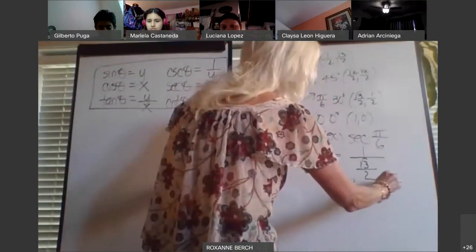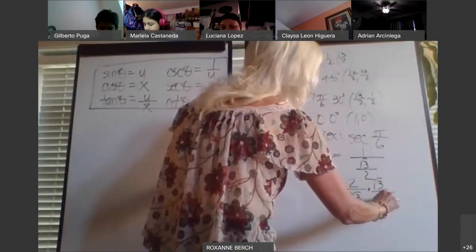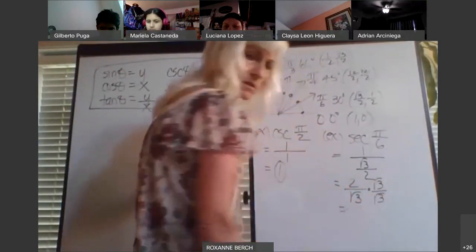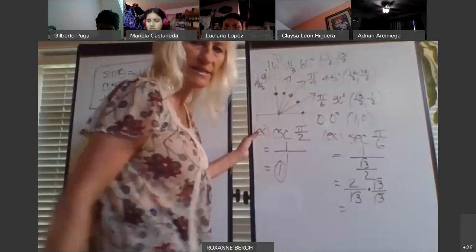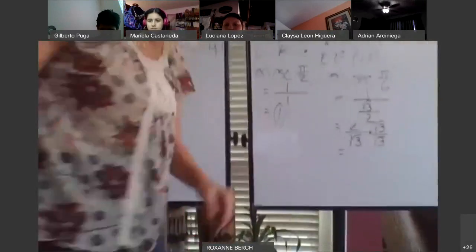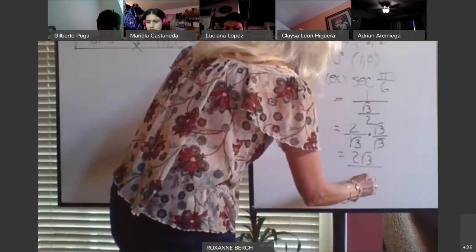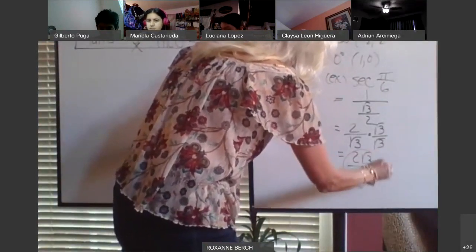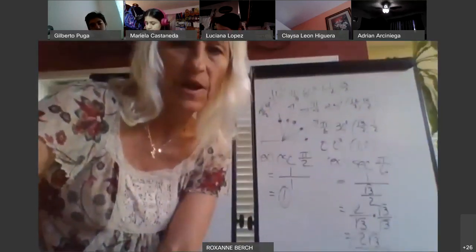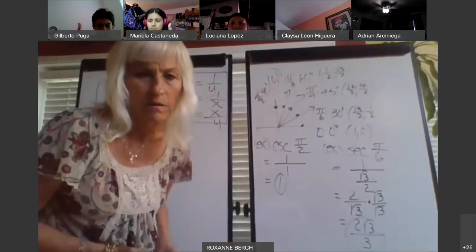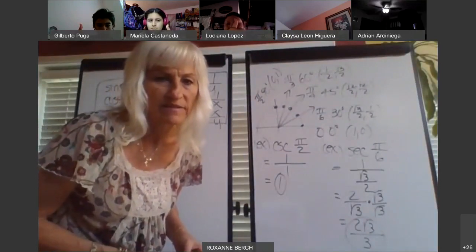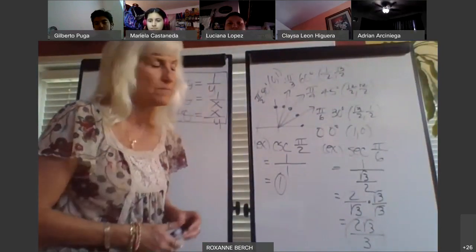So you can't have that. So we have to rationalize the denominator. I hope you can see my screen. I can tilt it down. You get 2 radical 3 over 3. Okay, now give me a thumbs up if you got it right. Okay, good. Good job. Perfect.